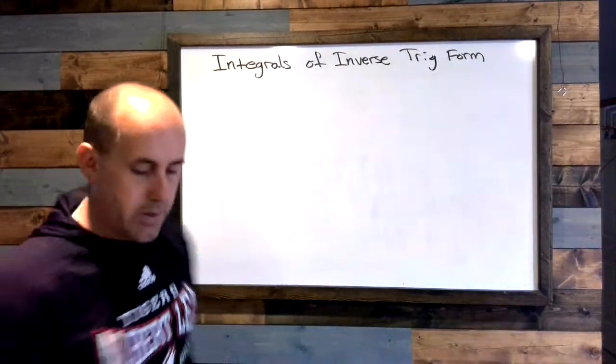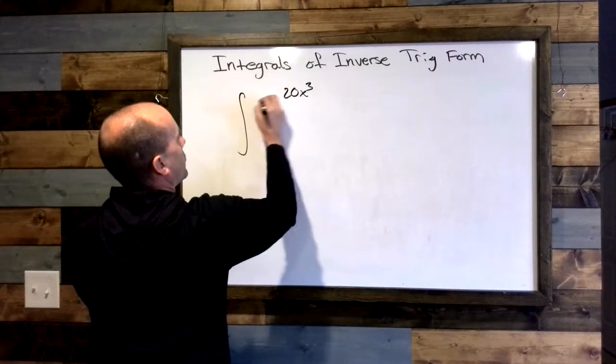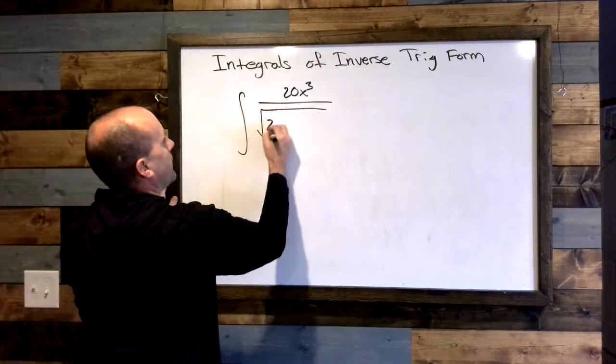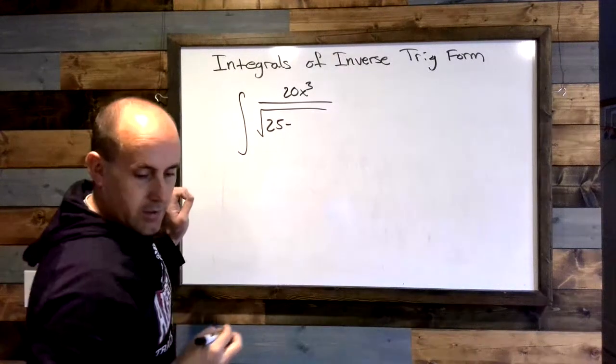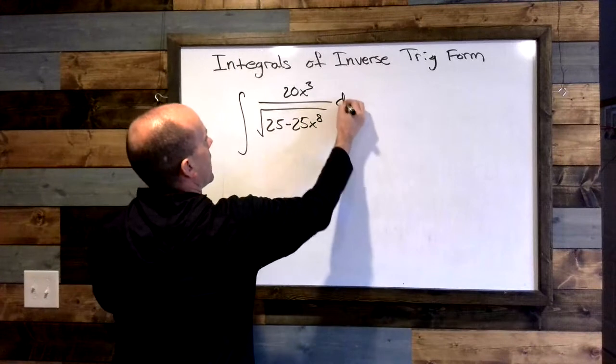Just 2 more. The integral of 20x cubed over the root of 25 minus 25x to the 8th dx.